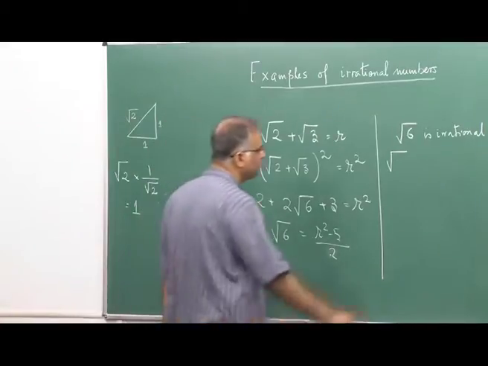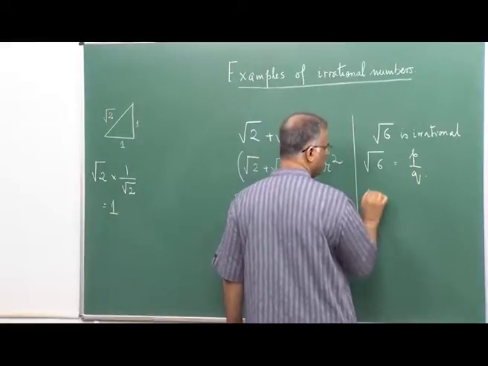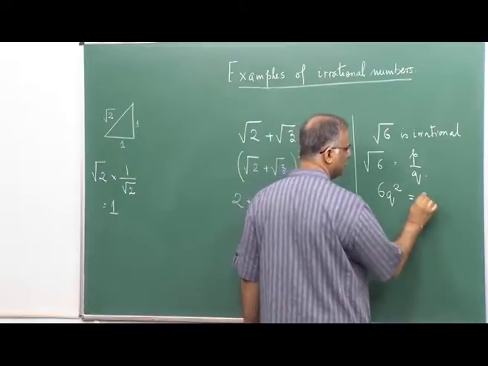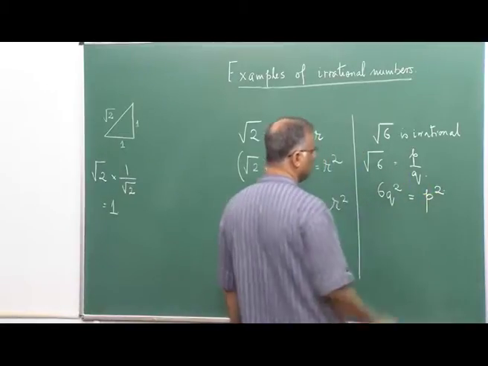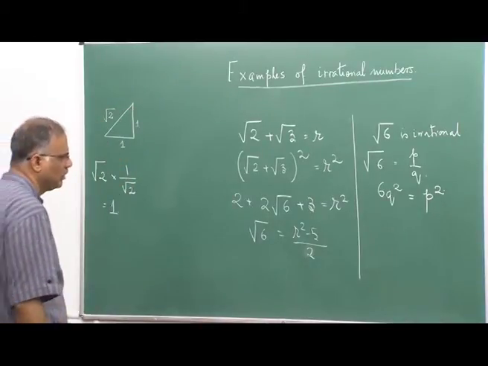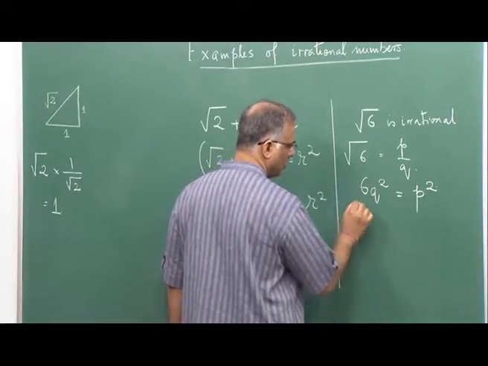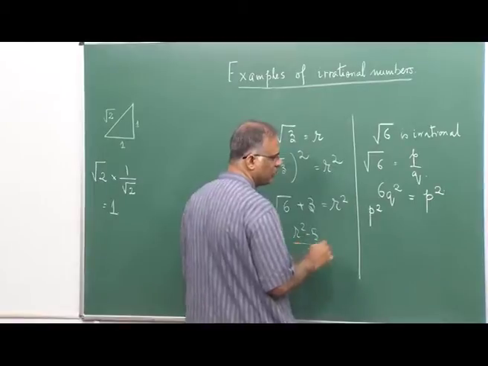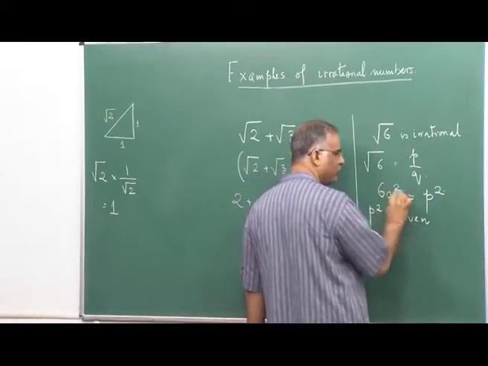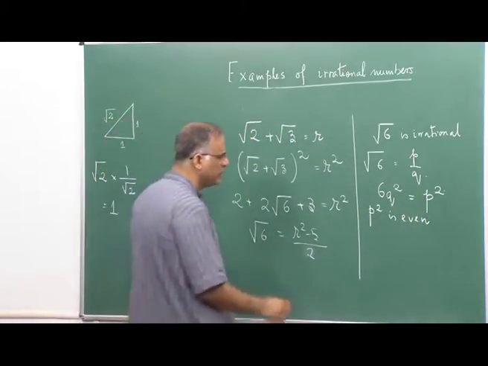So, again if you do it in the form p by q, you will have 6 q square is equal to p square. Which means p square is even, naturally, because it is 2 into 3 q square. So, p is divisible by 2. So, p square is even, so it implies p is even.